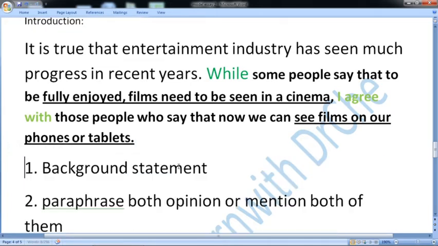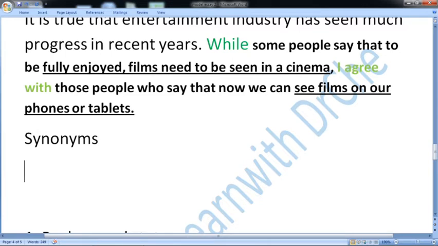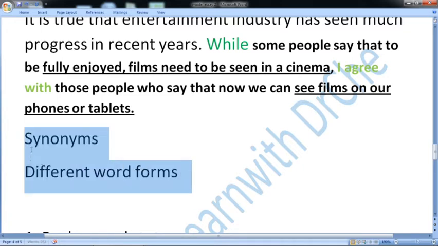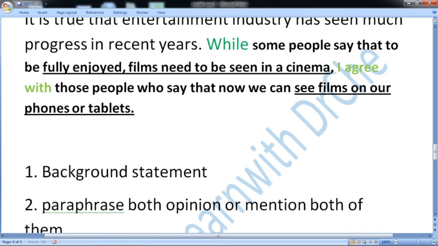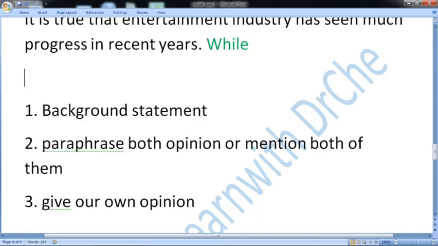We need paraphrasing. I have done one thing of paraphrasing, that is, use concession and make a complex sentence. Then we need to use synonyms and different word forms, change word order, and something like that we can use to make paraphrasing. Okay, now let us delete them and let us use paraphrasing.